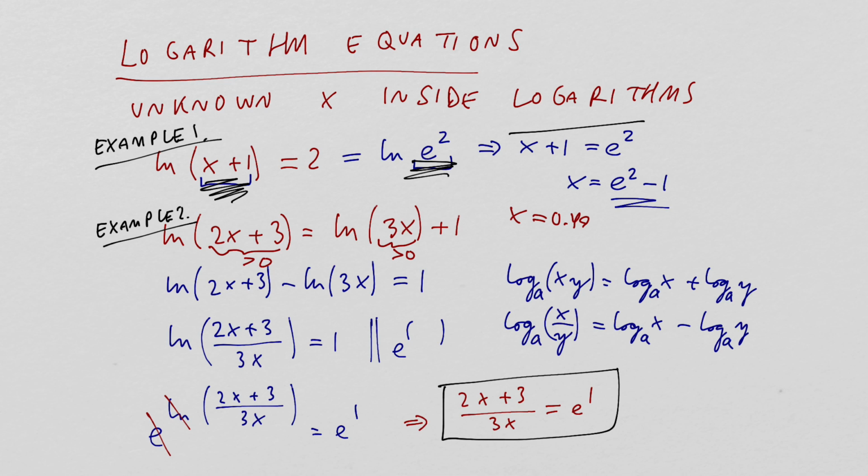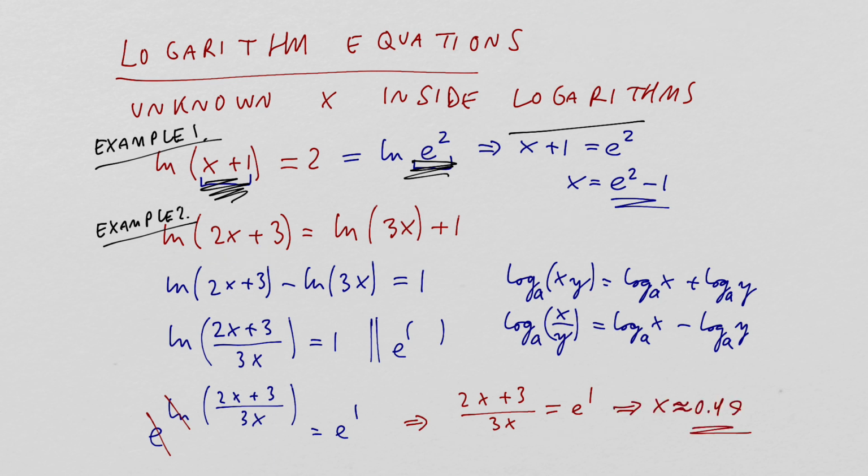If I would have got that x would be a very small negative number, then the logarithms would not have been defined. We have that logarithms are defined when x is positive. These were 2 examples of logarithm equations.